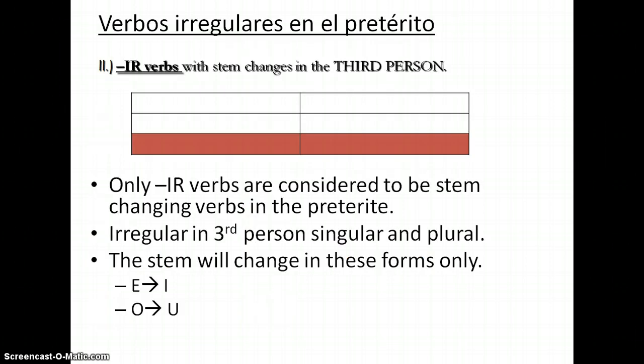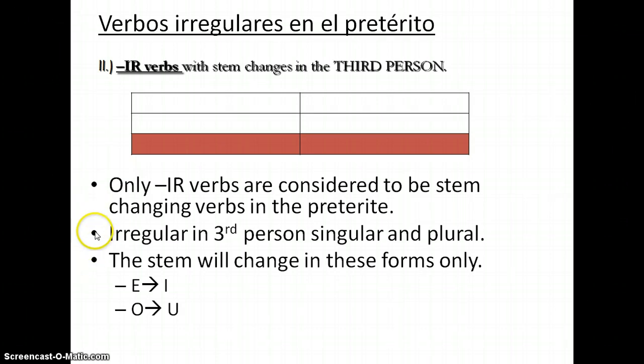A different set of irregular verbs in the preterite are IR verbs. Remember how we talked about looking for patterns when we are looking for irregular verbs? Well, this pattern is that all of these verbs will be IR verbs, and these verbs will have a stem change in the third person singular and plural. So it's important to note that this bullet down here: only IR verbs are considered to be stem changing verbs in the preterite tense.